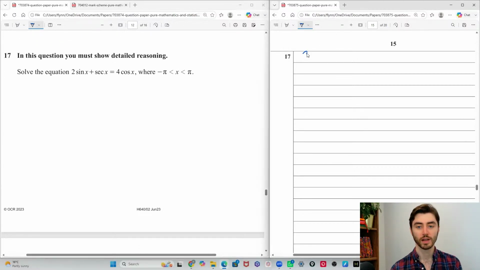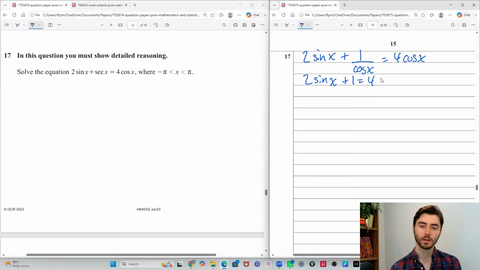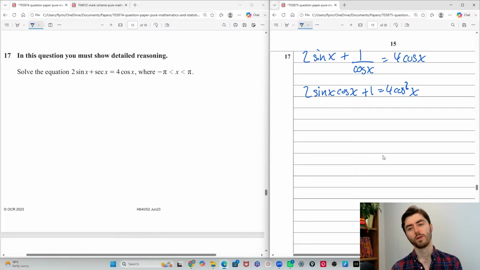A bit of trig never hurt anyone. So 2 sine x plus sec x, which is 1 over cos x, is 4 cos x. Let's multiply by cos x everywhere. That's just so wrong. Hold on a minute. I'll try that again. So 2 sine x cos x plus 1 equals 4 cos squared x. Now this is sine 2x.